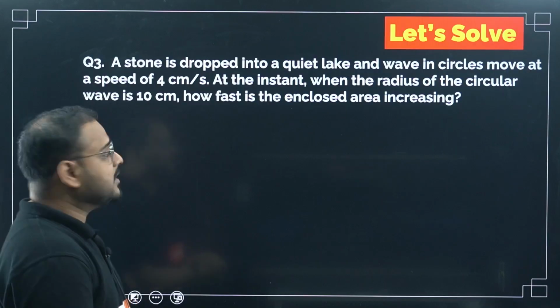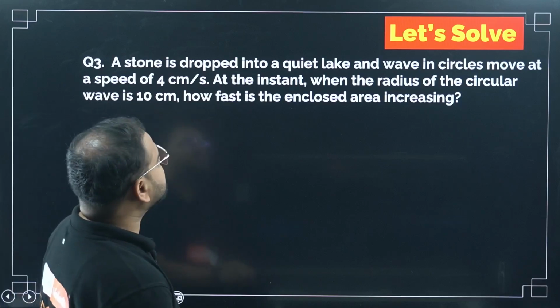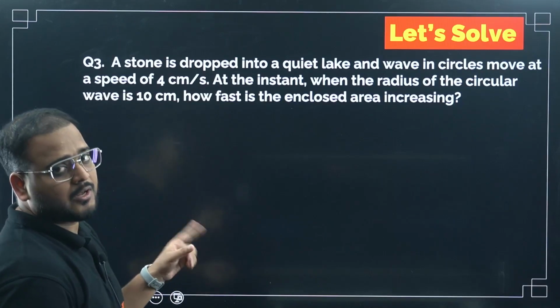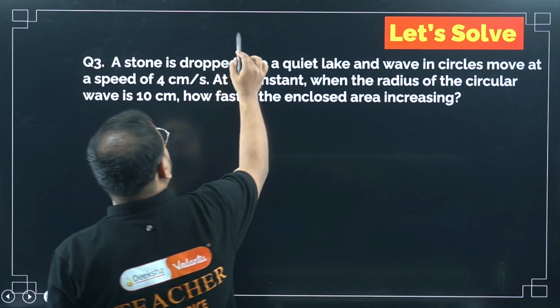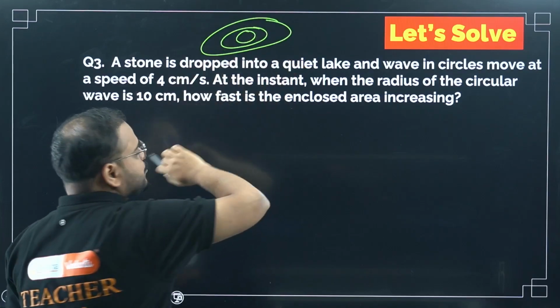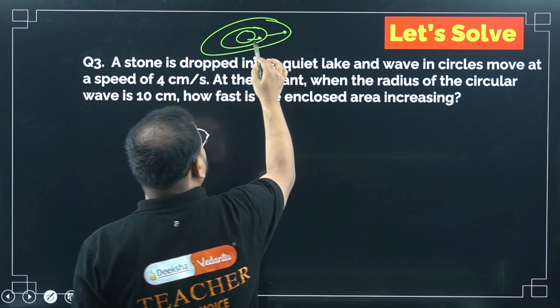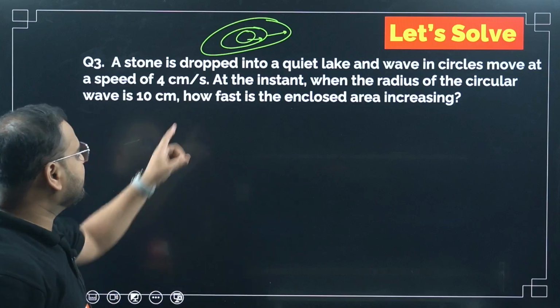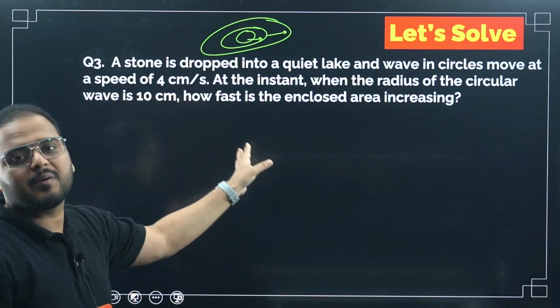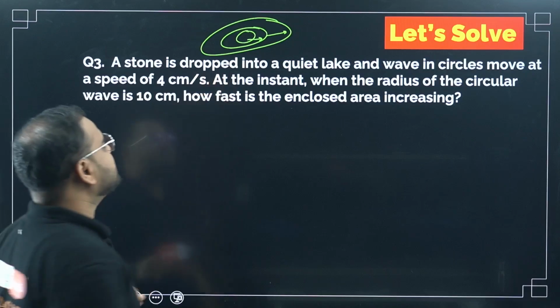Now next, a stone dropped into a quiet lake and waves in circles move at a speed of 4 cm per second. So think about it. Waves will look like this only, no? First wave, second wave, third wave. So if the waves are moving like this or like this, what is actually increasing? Isn't that the increase in wave speed, or wave speed is nothing but basically what? Rate of change of what do you call? Radius.